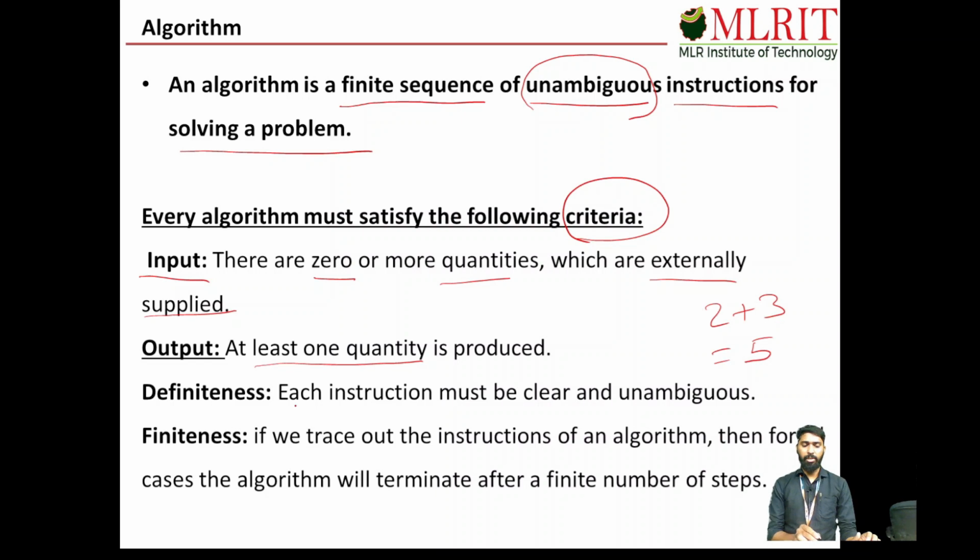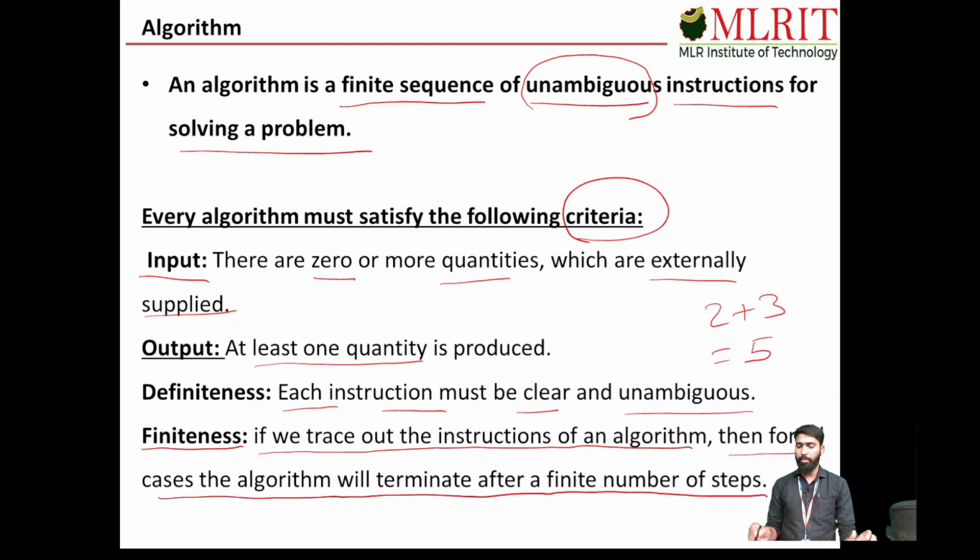Definiteness: each instruction must be clear and unambiguous. You specify the instruction clearly, there is no ambiguity. Finiteness means the program will terminate after a finite number of steps. If you write any looping concepts, then that must be terminated after a finite number of steps. If we trace out the instructions of an algorithm, then for all cases the algorithm will terminate after a finite number of steps.